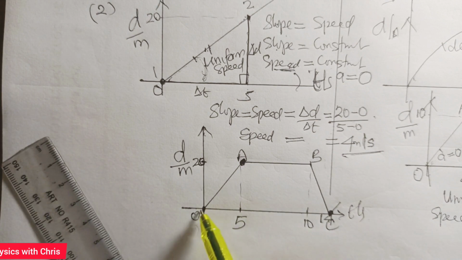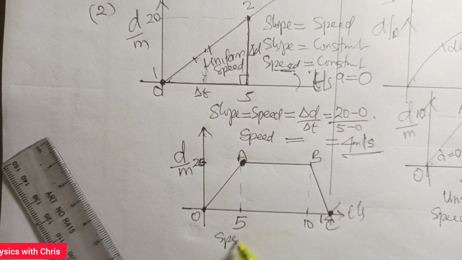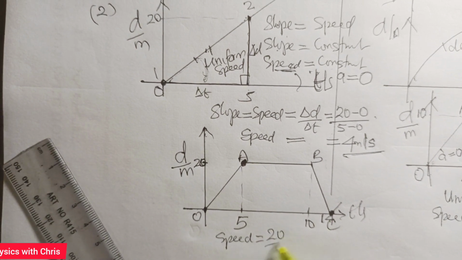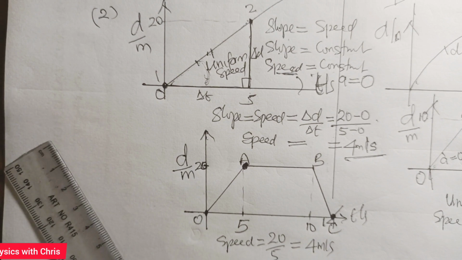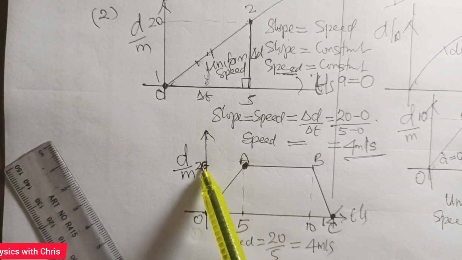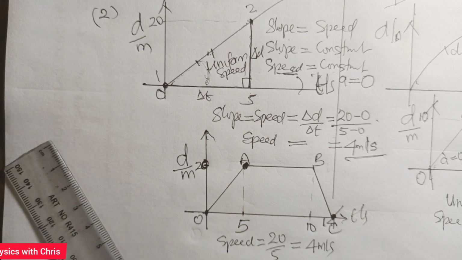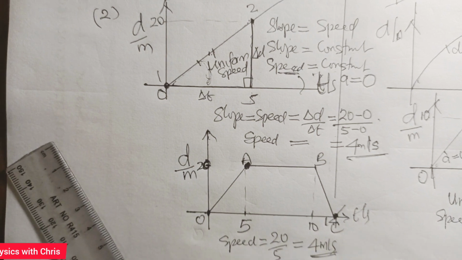So you run from your house to the shop with a speed of 20 over 5, which is 4 meters per second, because the distance from your house to the shop at A is 20 meters. Look at 20 here. Since you got there in 5 seconds, your average speed, running or walking, is 20 over 5. That is 4 meters per second.